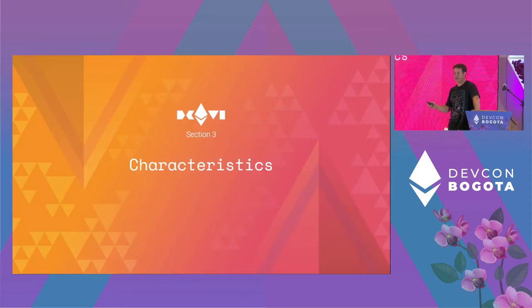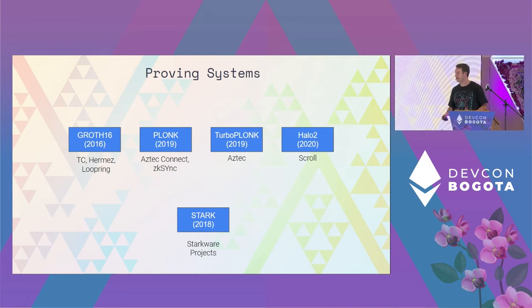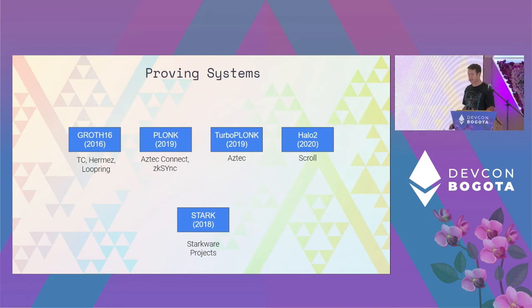I was surprised by how few verifiers there are actually on Mainchain. But moving on to the characteristics, we'll look at proving systems. The proving systems that are actually being verified on Mainchain, you have your classics. I'm sure you have all heard of these, but your Groth 16 from 2016 runs your Tornado Cash, your Hermes, your Loopring, and a bunch of other different privacy functions.